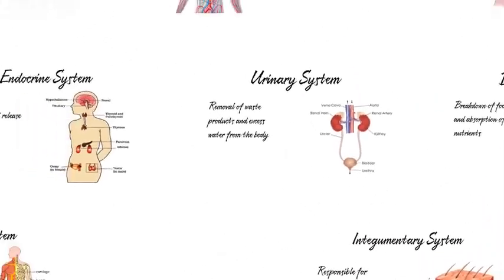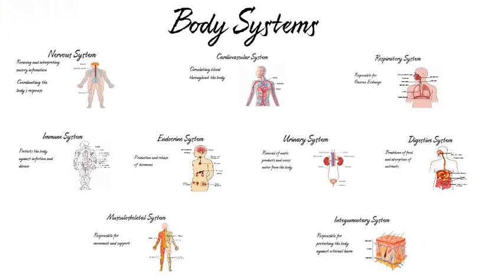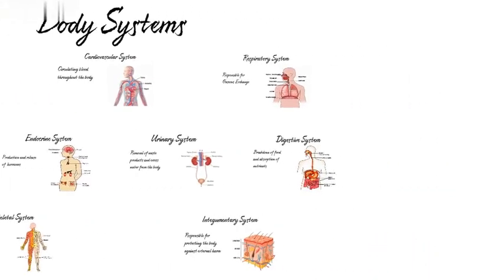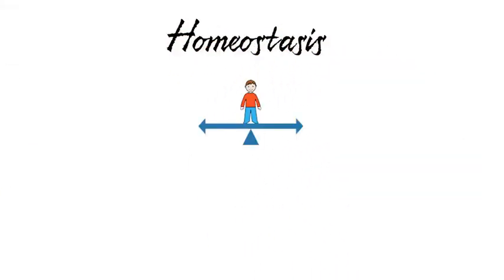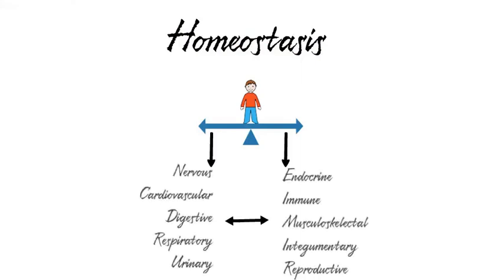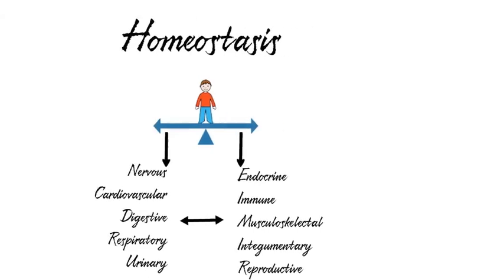Now that we've covered the different systems of the body, let's take a look at how they all work together to maintain homeostasis. Homeostasis is the state of balance within the body. It's the body's way of ensuring that all of its systems are working together smoothly and efficiently. For example, when you exercise and your muscles start to tire, your body releases chemicals called hormones to help your muscles recover. This is an example of homeostasis at work, as the body is maintaining balance within itself by responding to a change in its environment.